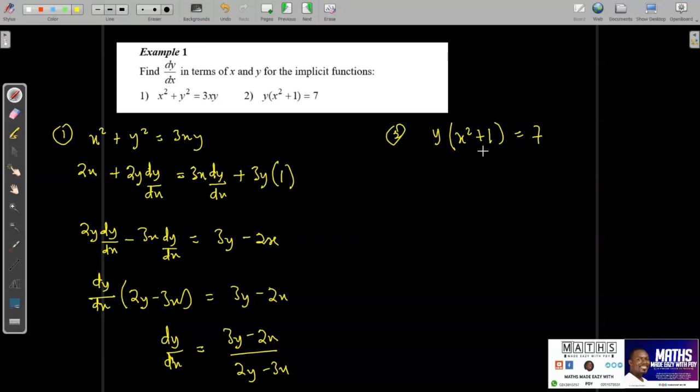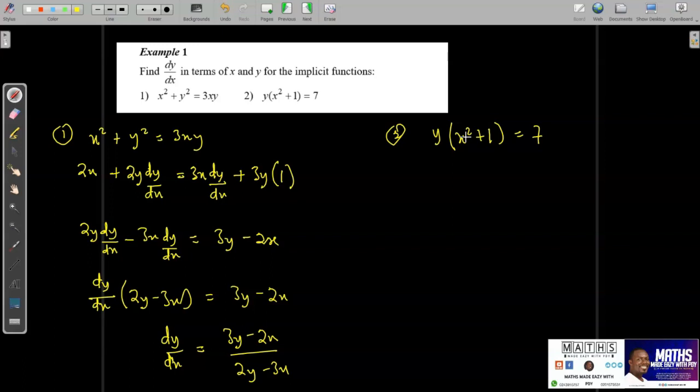Now, looking at the left-hand side of the equation, we have y multiplying this function. So what rule do you think will be applied here? Product rule. Okay, so we are applying product rule and at the same time other rules. So please bear in mind, we are applying product rule at one point and at another side, you'll be applying the power rule. So take note of that.